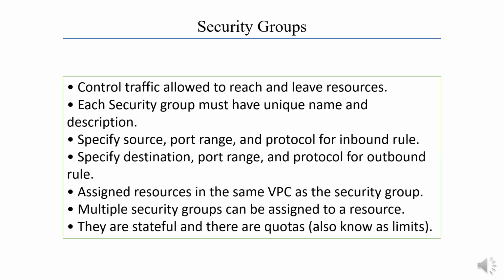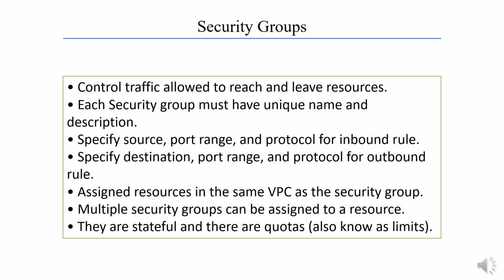Security groups control the traffic that is allowed to reach and leave resources that are associated with it. Each security group must have a unique name and description. For each inbound rule, you specify the source, port range, and protocol. Similarly, for each outbound rule, you specify destination, port range, and protocol.